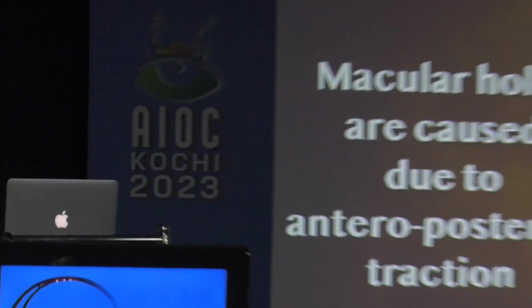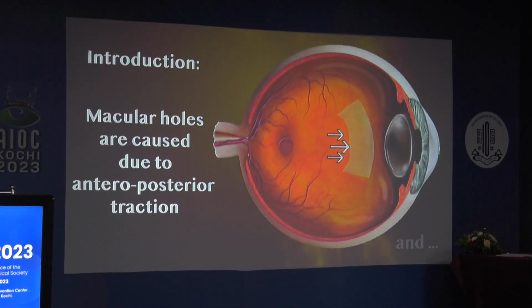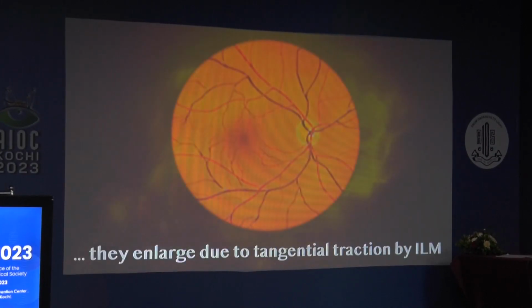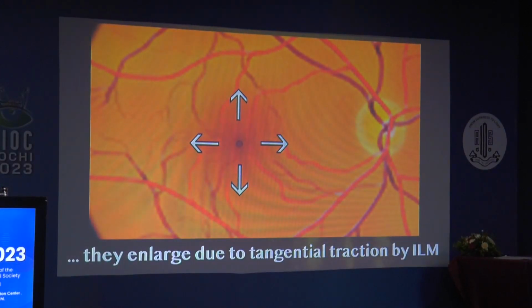Macular holes are caused by anteroposterior traction created by the vitreous, and once they form, they gradually enlarge due to the tangential traction caused by the internal limiting membrane.